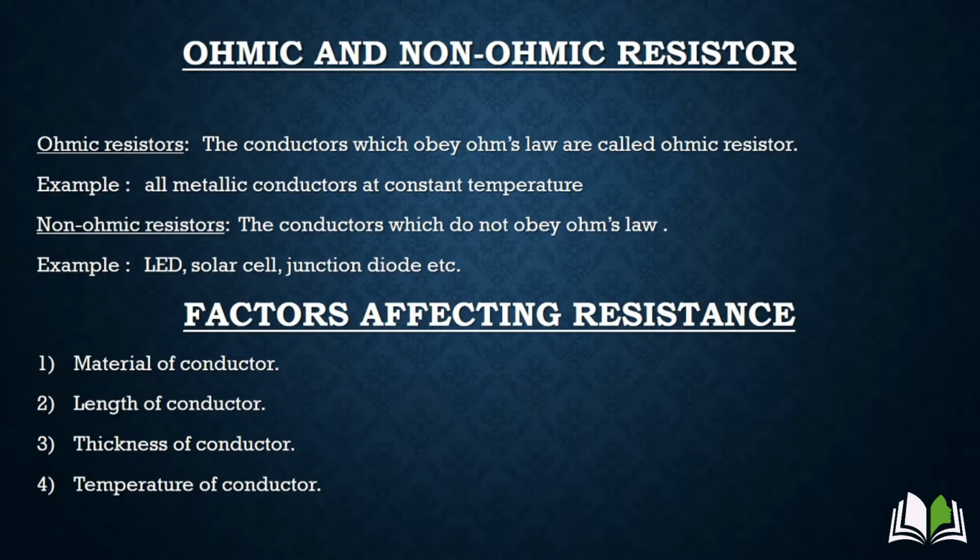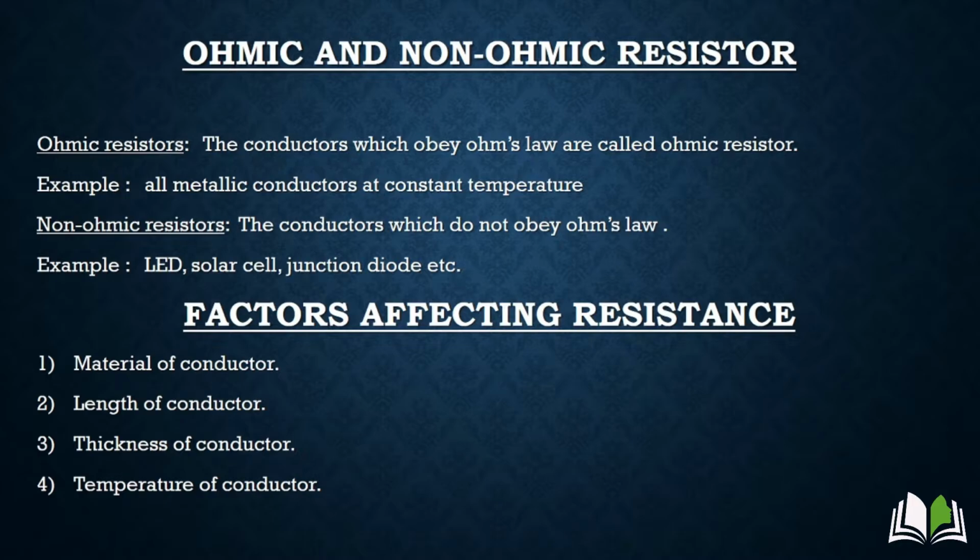Next we are going to talk about different types of resistors. There are two types. One is ohmic and the second one is non-ohmic resistors. The conductors which obey Ohm's law are called ohmic resistors. Examples are all the metallic conductors such as silver, aluminium, copper, etc. For such resistors, the V versus I graph is a straight line.